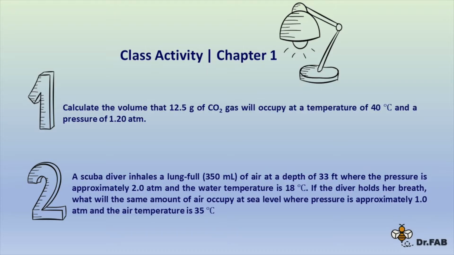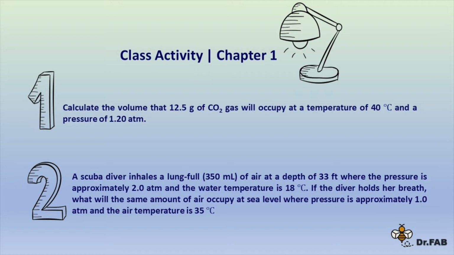So in the class activity question, you have two questions altogether, and let's get started with the first question. In the first question, you were asked to calculate the volume that 12.5 gram of carbon dioxide gas will occupy at a temperature of 40 degrees Celsius and pressure of 1.2 atm.